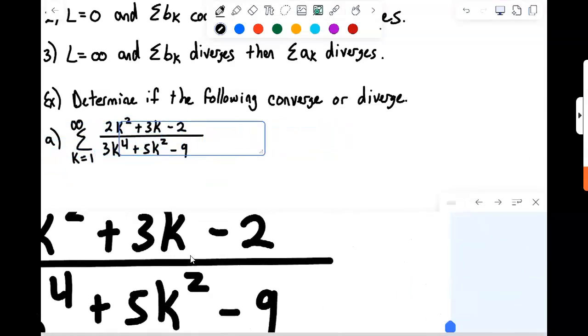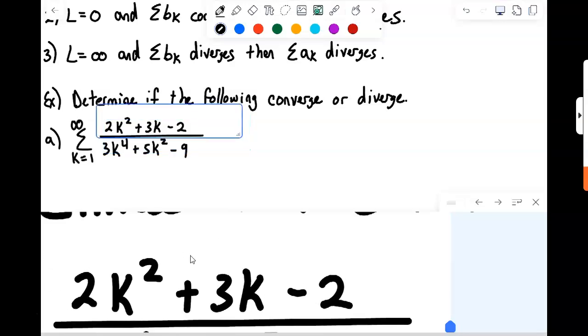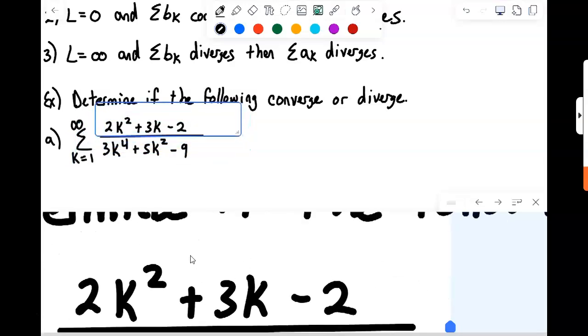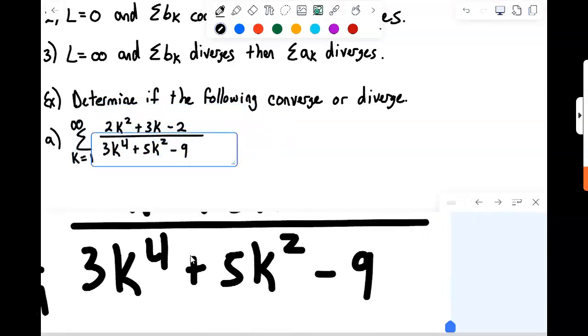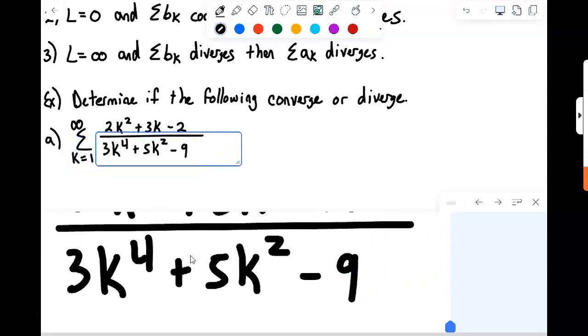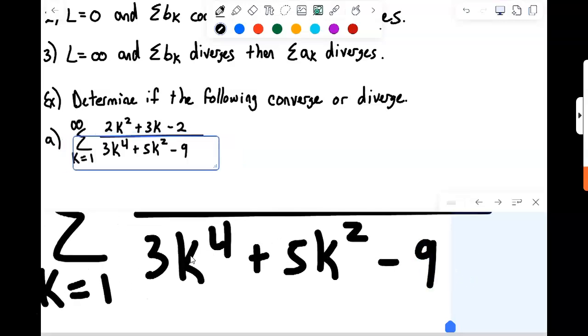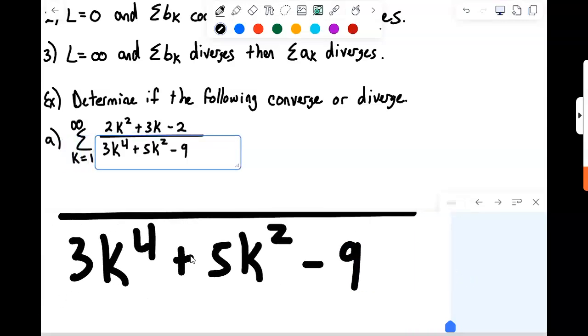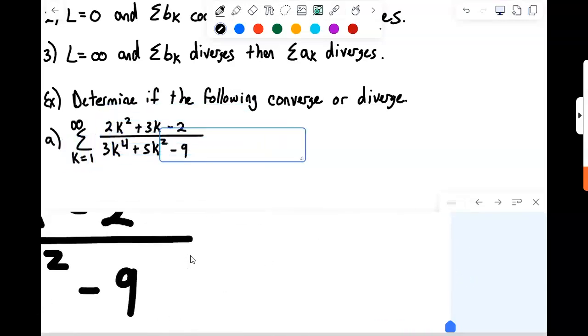Now, if you were to look at this, the numerator as k goes from 1 to infinity is always positive. The denominator, when k equals 1, is actually negative. But after that, this denominator is always going to be positive. So this thing is always positive terms. That's the first kind of requirement, right?